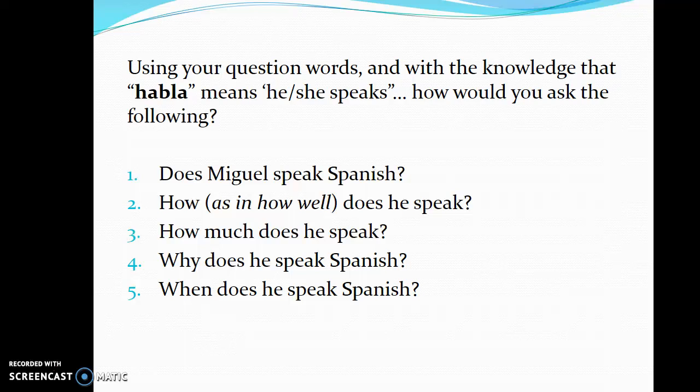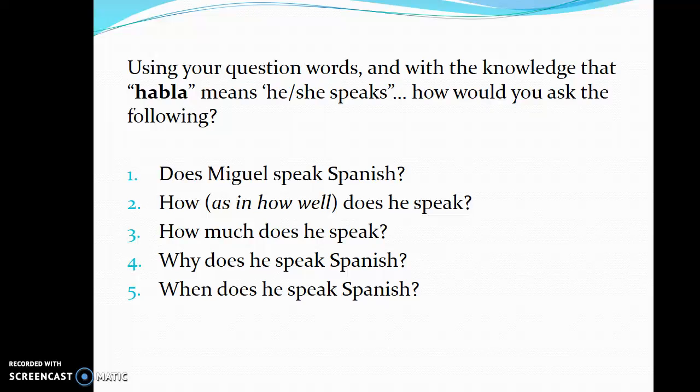Número dos, how, as in how well, how does he speak? Okay, so all we need to do is remember our word for how. ¿Cómo? Remember, there is no does, so we just need the form he speaks. So, ¿cómo habla? Or you could just say, does he speak well? ¿Habla bien? Número tres, how much does he speak? So for how much, think quantity, we have cuánto. So, ¿cuánto habla?